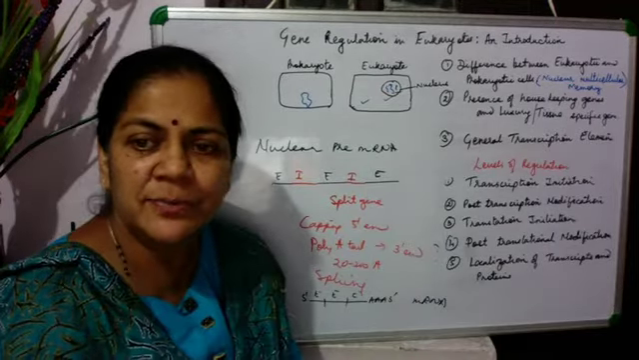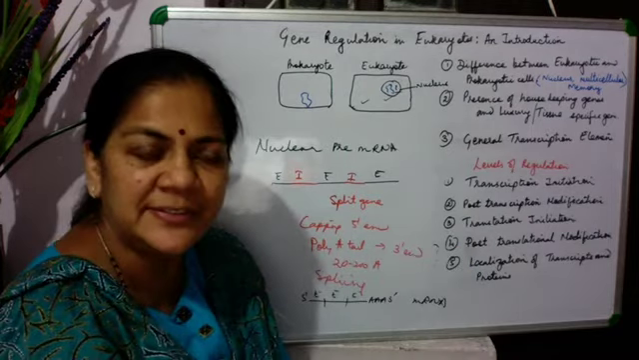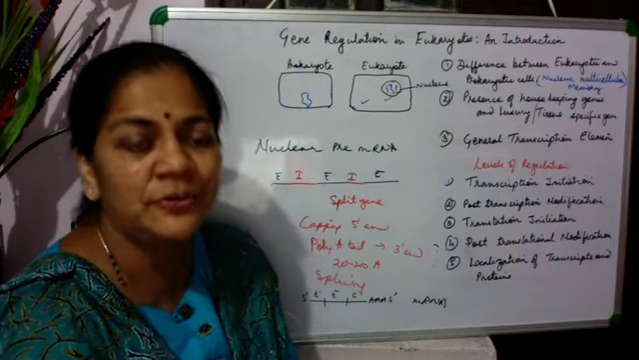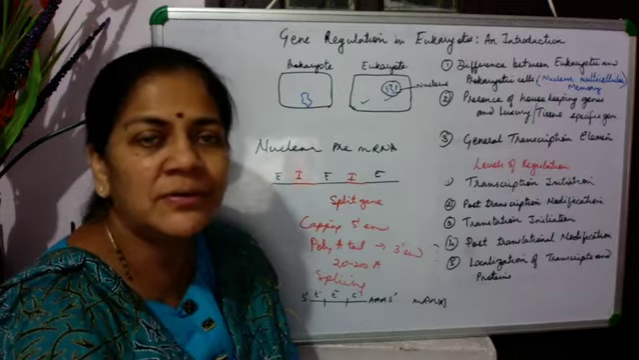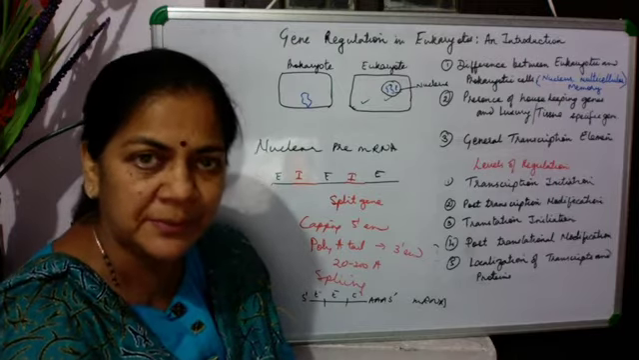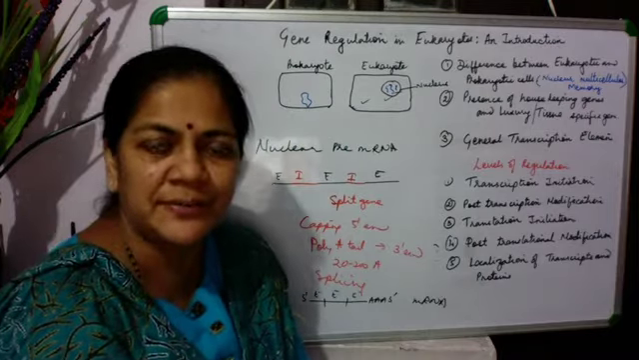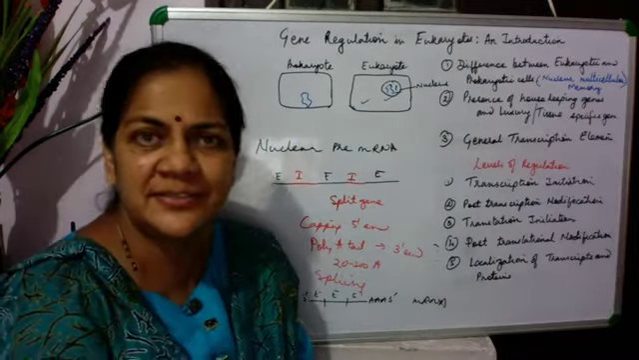Once it comes out in the cytoplasm, the next regulation can take place at translation initiation, whether the mRNA has to be translated or not. If it does not translate, the protein will not be formed, so that function is not going to take place. Then there is post-translational modification. First, an example of translation initiation.